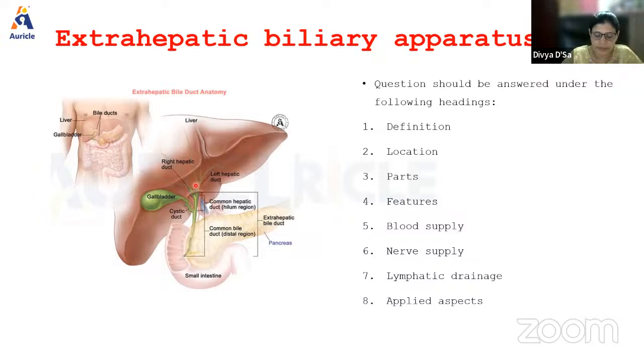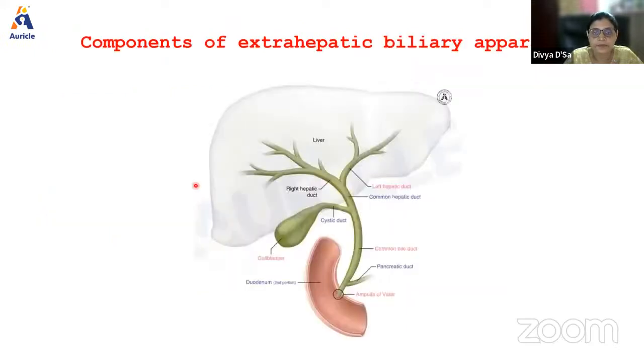Now this biliary apparatus has an intrahepatic and an extrahepatic part. We are dealing with the extrahepatic. The intrahepatic part consists of the structures present within the liver, which include the bile canaliculi, canals of Hering, bile ductules, and the right and left hepatic ducts. From then onwards is the extrahepatic biliary apparatus. Here we should know what we mean by the biliary apparatus, the location of these structures, the components and their features, the blood supply of the gallbladder, the nerve supply, as well as some applied aspects.